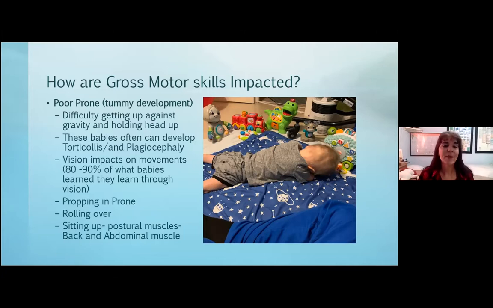So I'm going to show you some pictures. We're going to move on. We're going to talk about propping and prone, rolling over, sitting up. We're going to do this by looking at some pictures and videos. Okay, I need my little mouse here.